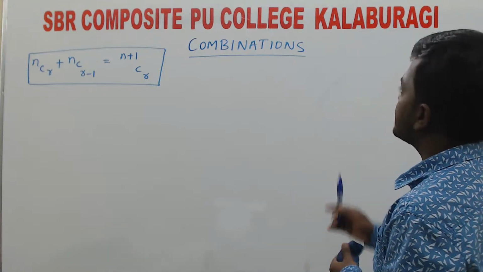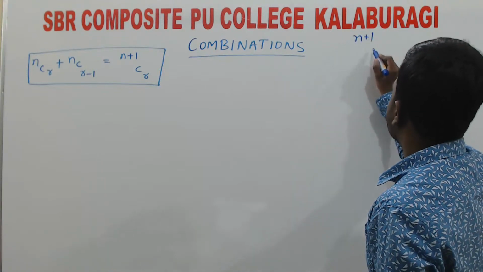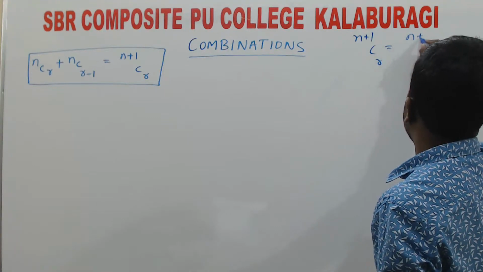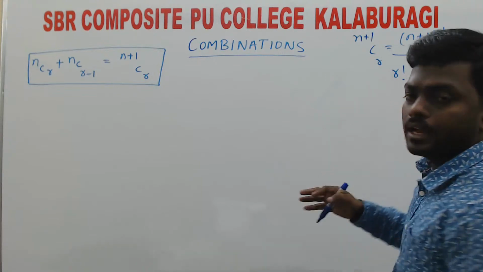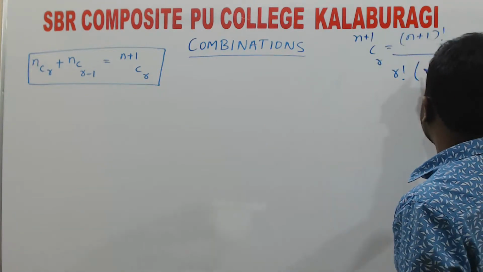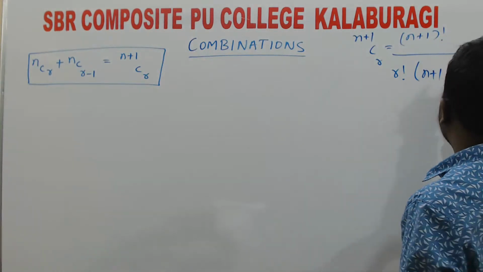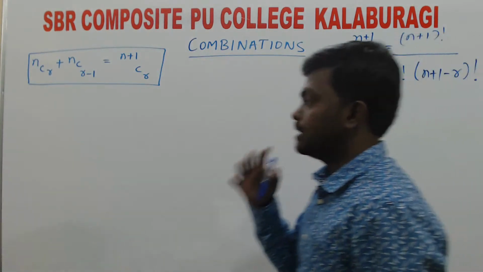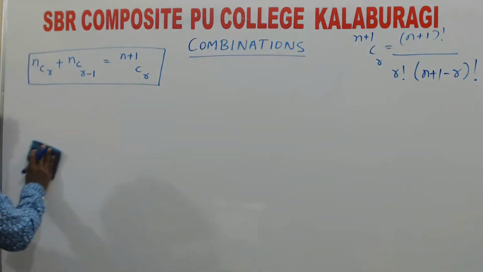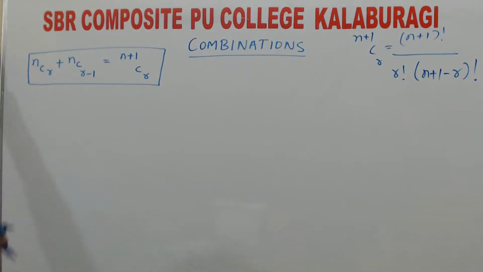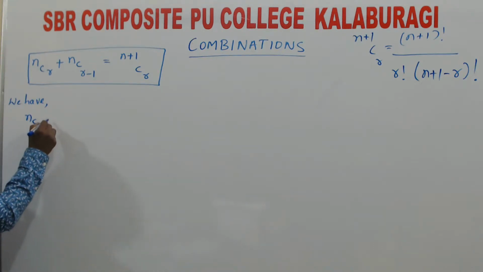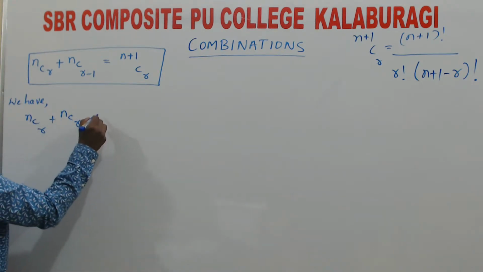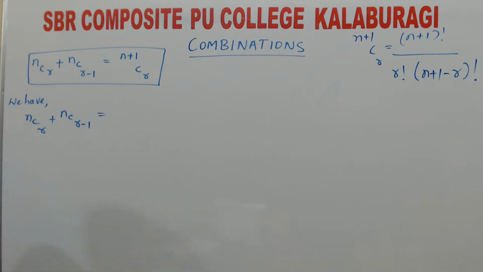Now let us see what our right hand side is. So n plus 1 Cr is equal to n plus 1 whole factorial divided by r factorial into n minus r. What is n here? n plus 1, students, minus r whole factorial. Now let's simplify the left hand side and see whether we get the answer or not. So nCr plus nCr minus 1 is equal to, let's keep on simplifying the left hand side.